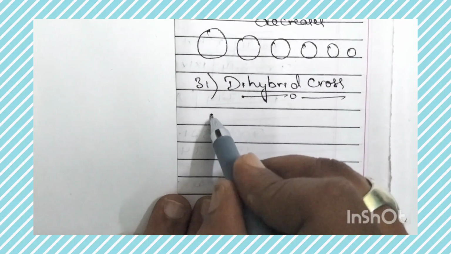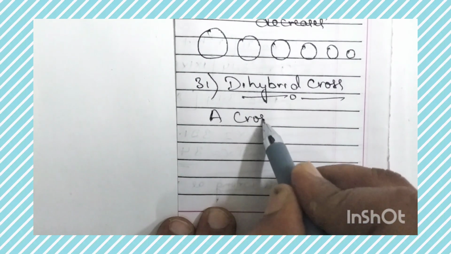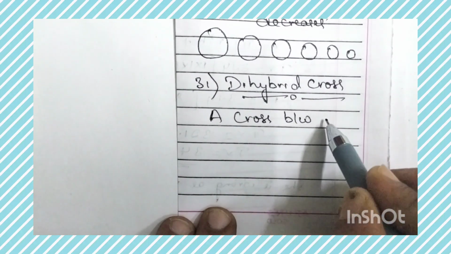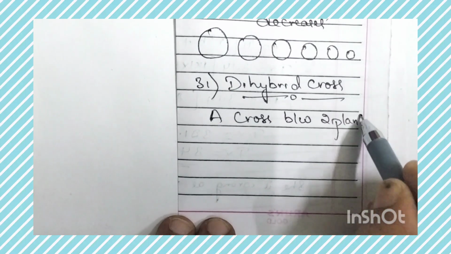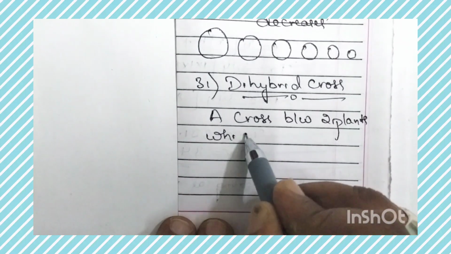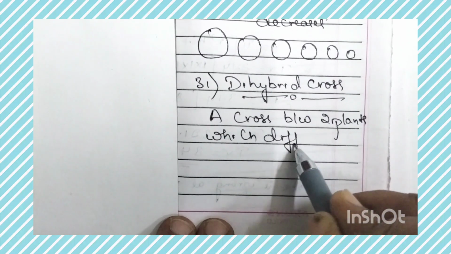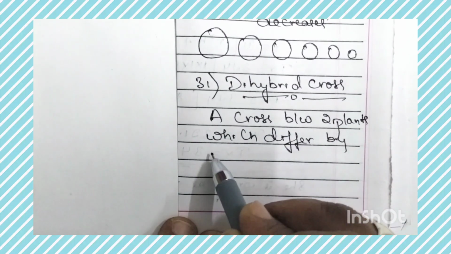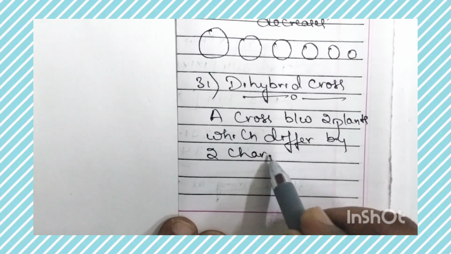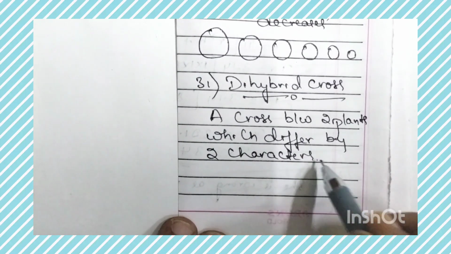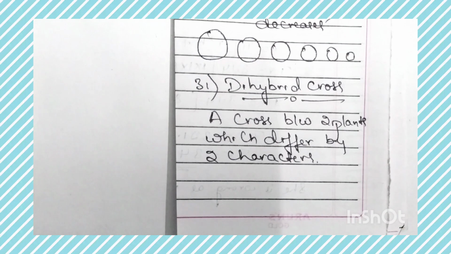So what is dihybrid cross? A cross between two plants which differ by two characters is called dihybrid cross. So one question is finished. Second question he asked, how do Mendel's experiments show that the traits are inherited independently? Now let us answer this question.